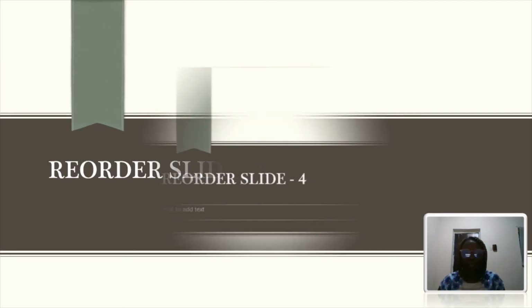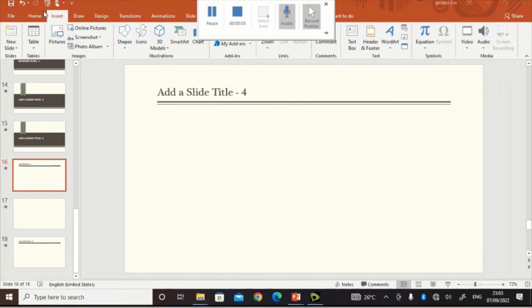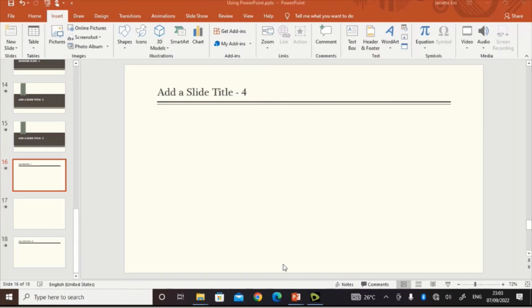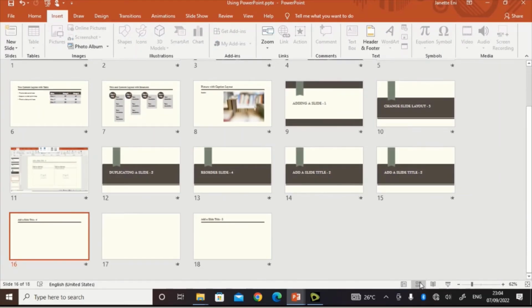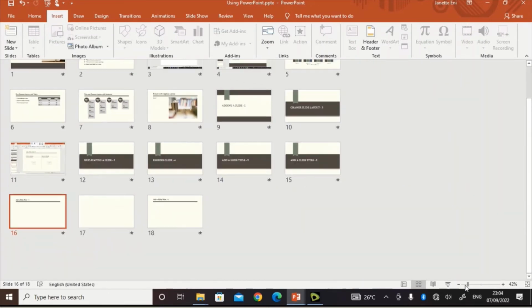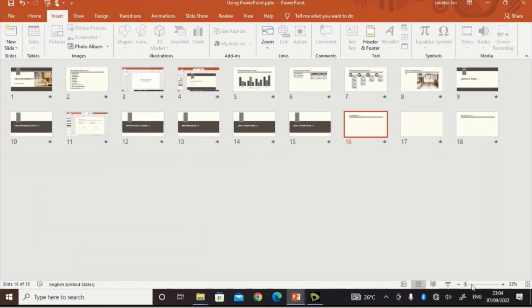Next one, reorder slide. How do you reorder a slide? If you look down where the cursor is moving, beside notes and comments, you will see that this is the normal view which I'm using. Now you can click the next icon, slide sorter, and here we can use the slide sorter to reorder our slides. Let me say I want to have these title headers before each content.